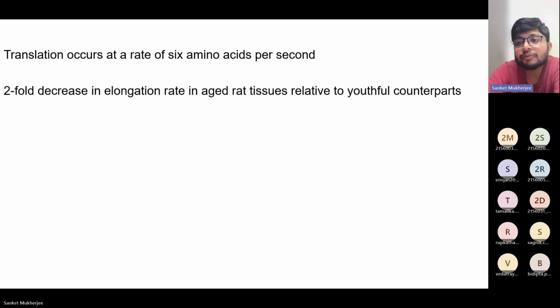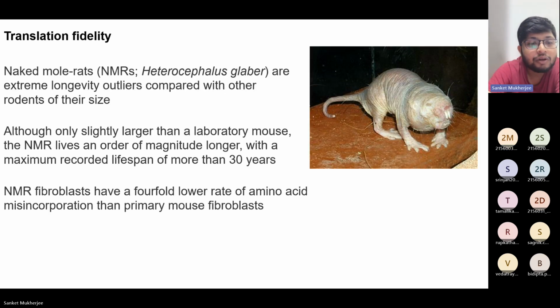The rate of translation, we could also say the translation fidelity, that also decreases. So, this organism, this animal, the naked mole rat. They are actually outliers of their family of rodents.